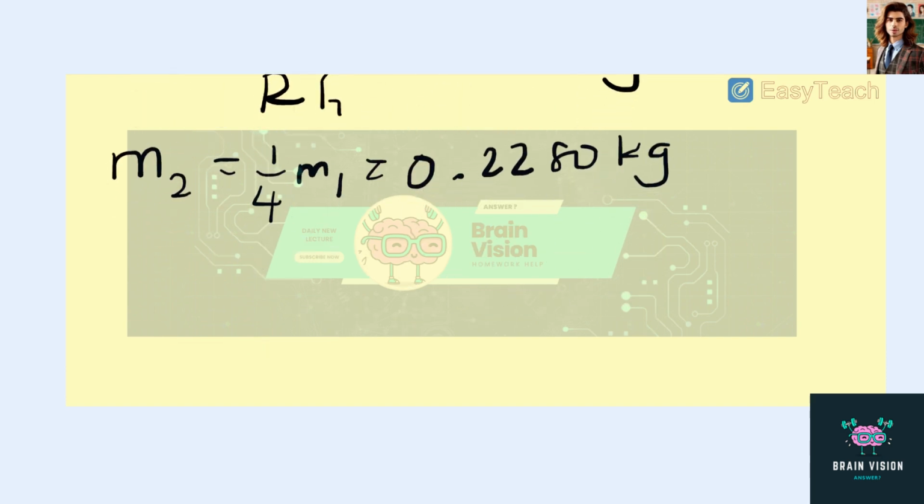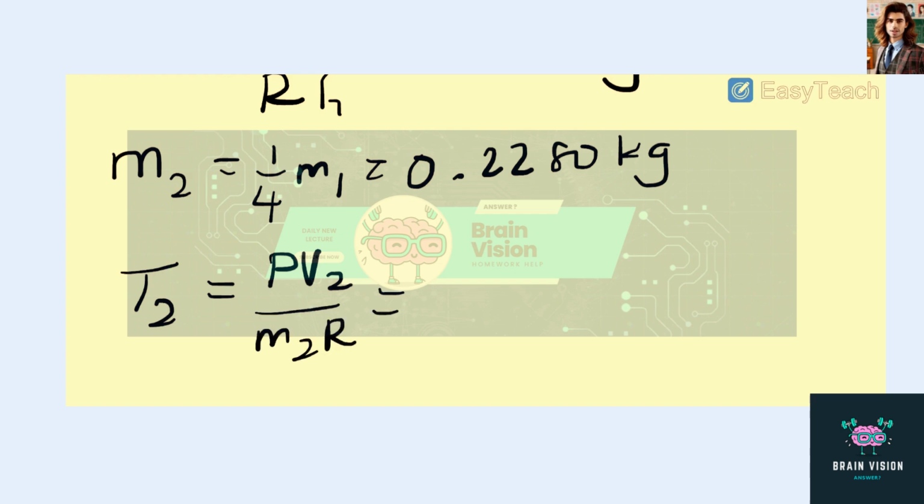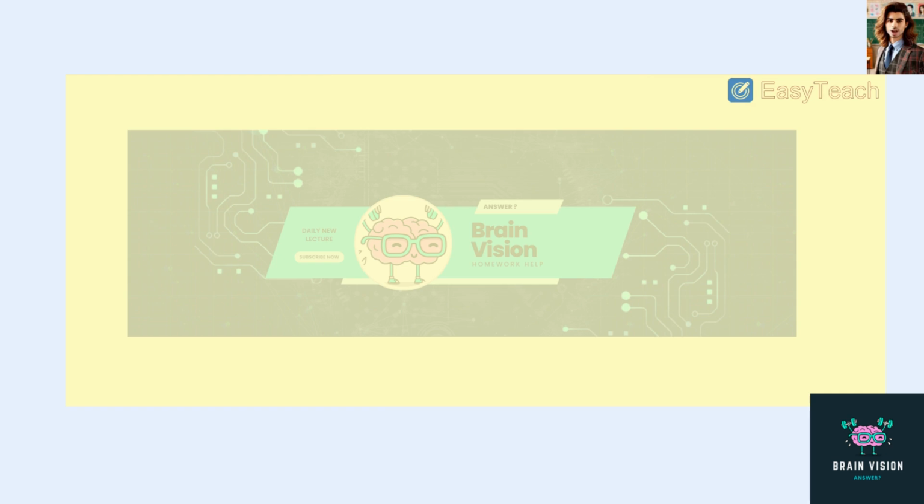We can again use the ideal gas law to solve for the final temperature. We can just rearrange terms to solve for temperature 2, such that T2 is equal to P V2 over M2 R, and this is going to be equal to 458.4 Kelvin.